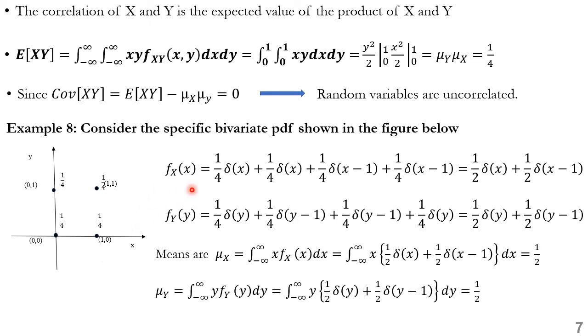Let us take the next example wherein we have defined the bivariate PDF as shown in the figure, and fx of x and fy of y are defined here, and we can find out the mu x and mu y. Mu x is given by the integral from minus infinity to infinity of x into fx of x dx. That will give us half. Mu y is equal to the integral from minus infinity to infinity of y into fy of y dy. That also will give us half.